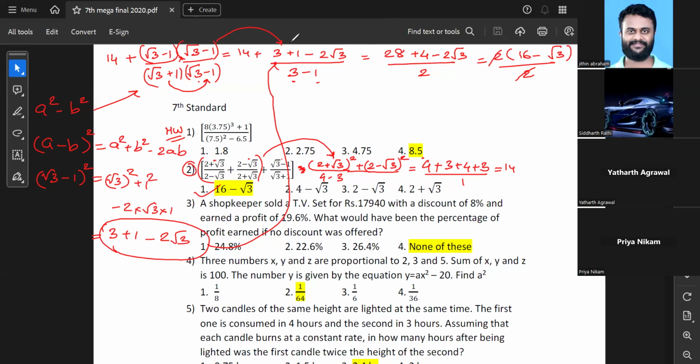Now what I've done, 3 plus 1, I've written 4 over here. Then since this is 2, this is becoming 2. So 2, I've taken LCM.